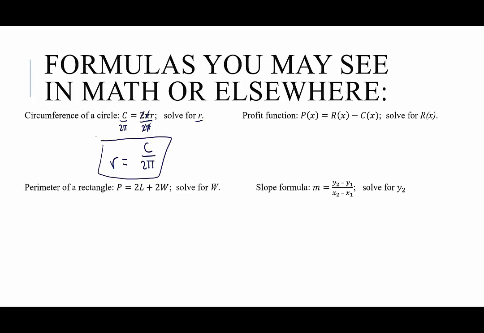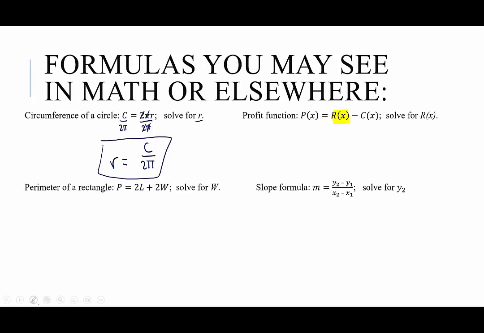In the next example, you might see this in business. This is a profit function. So the profit is the revenue minus the cost. We want to solve for r of x. So this is function notation, like p parenthesis x, r parenthesis x, c parenthesis x. And each of those are just read as the variable in front of x. So we want to solve for r of x.